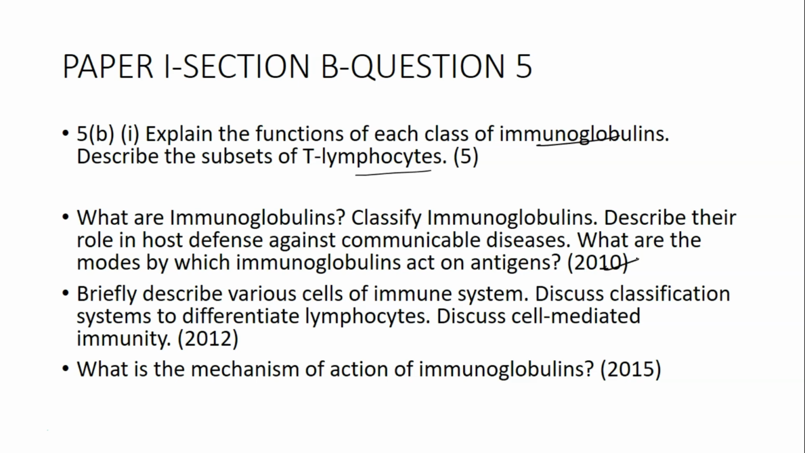Similarly, in 2010, 2012 and 2015 also: what are the various cells of the immune system? How do you classify lymphocytes? What is cell mediated immunity? What are immunoglobulins? What is their role in communicable diseases? It's like what is humoral immunity, or antibody mediated immunity, they're asking. And what is the mechanism of action of immunoglobulins? I think the question is almost along similar lines. But again, functions for 2.5 marks and subsets of T lymphocytes, that is, T helper cells and cytotoxic T lymphocytes. You have to differentiate them.